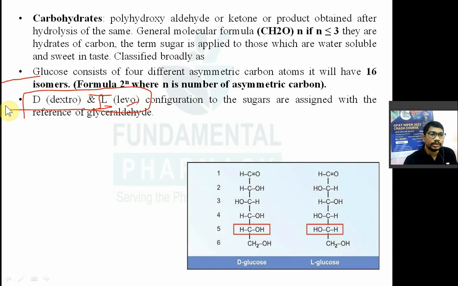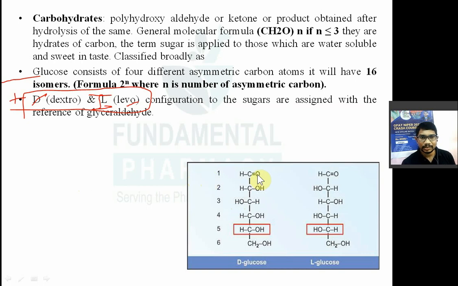Now dextro means D or plus. Plus is also there as a symbol for dextro. So how can you say levo and dextro? You can see the arrangement of this. So this one is carbon number 1. ये glucose का structure है. You know that this is the glucose structure.